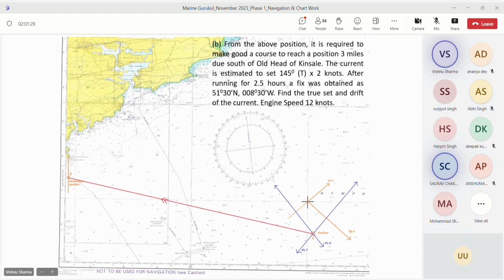Do we have a requirement for any special duration of the triangle? Yes or no? We will apply the current for 2.5 hours, sir. From what point will we apply it? From the first point.